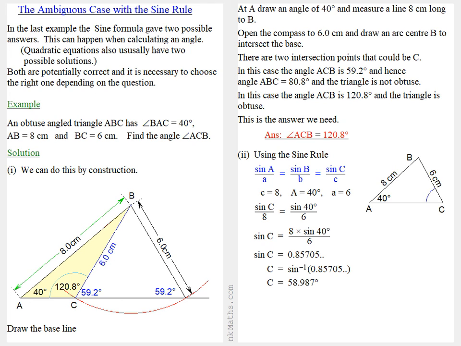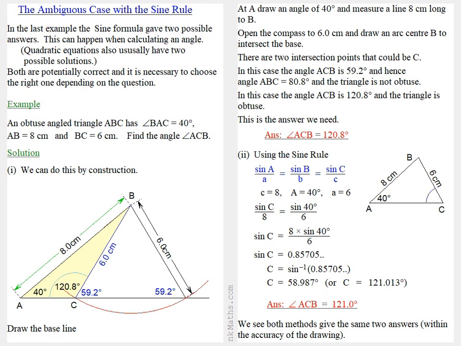The calculator gives C as 58.986 degrees. But C could also be equal to 180 minus that. In other words, C is equal to 121.013 degrees. Now we want a triangle with an obtuse angle, so that means we must choose the angle ACB is equal to 121.0 degrees rounded off to one decimal place. So we see both methods give the same two answers within the accuracy of our drawing, and we have to choose which is the correct answer.